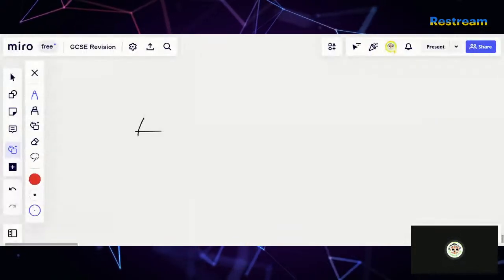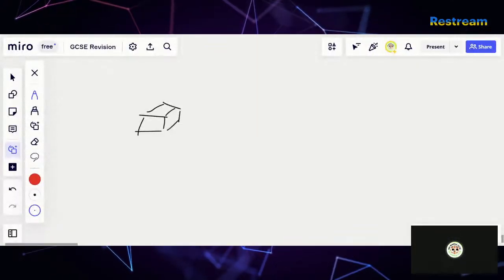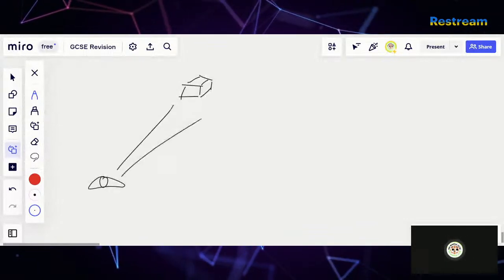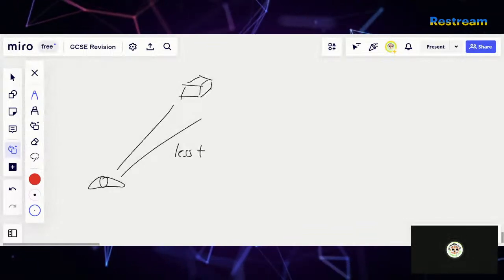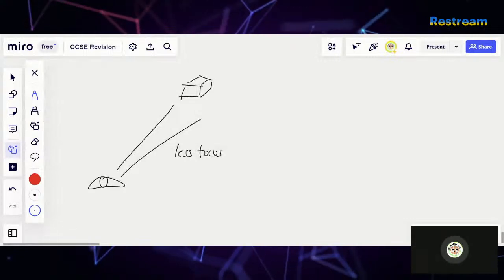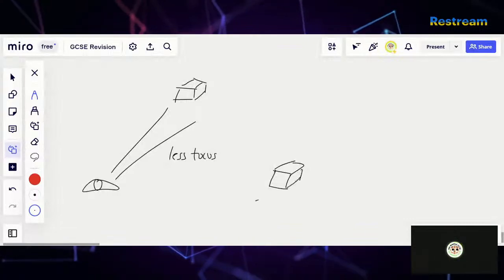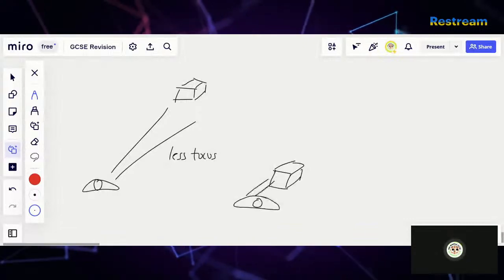So when something is far from the person's eye, there's actually less focus needed. Because focus means when it's up close. When it's closer to the person's eye, there's more focus needed, because there's more aspects that you can see of this.